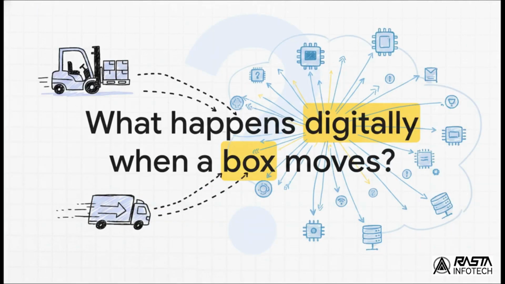What actually happens, digitally speaking, the exact second a box moves in a physical warehouse? It's so easy to think of supply chains purely in terms of forklifts, pallets, and trucks. But the reality? That physical movement is only half the story. The other half, and this is the truly critical half for modern operations, is the immediate and visible digital data that gets generated right alongside it.